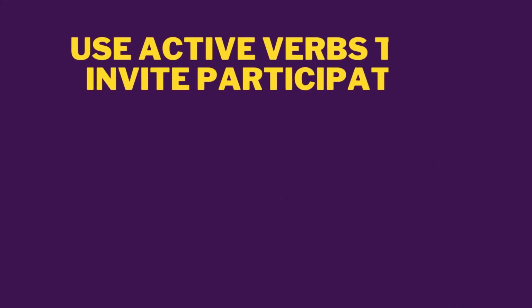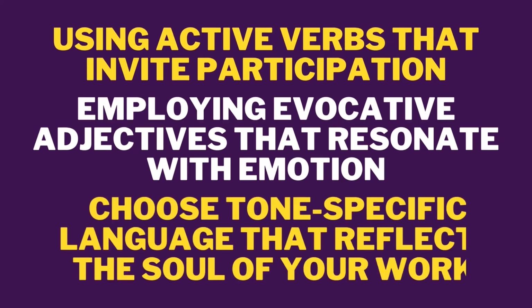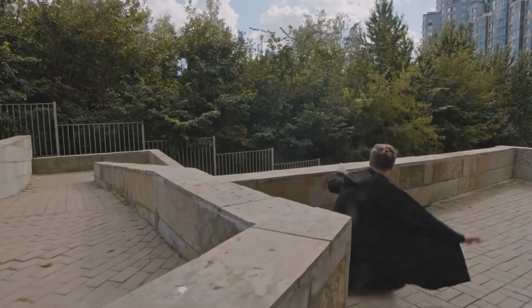Focus on these three things. Use active verbs that invite participation. Employ evocative adjectives that resonate with emotions. Choose tone-specific language that reflects the soul of your work. Your prose should be as engaging as the story within your book. If you can't persuade someone to read past the description, they'll never get to chapter 1. Make every word of your blurb work hard to convince them to take that leap.